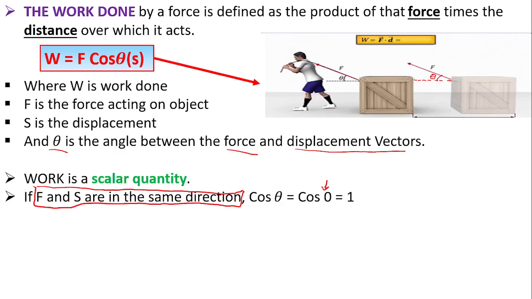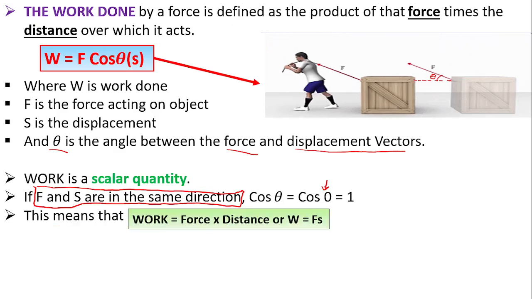simplified. Let me just show you how it's going to be simplified. Work done will just be equal to force times the distance, or W is equal to force times the displacement or distance. This is only in a case where the angle is 0, and the force and displacement are in the same direction.